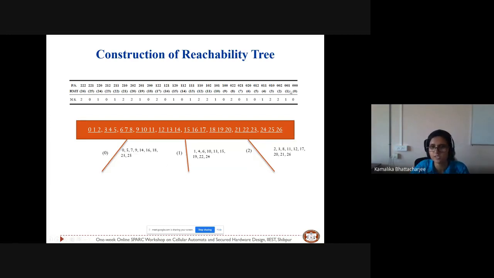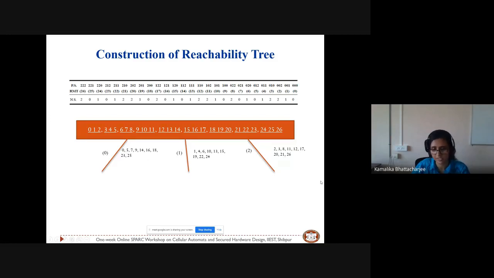For 1, you can see 0, 0, 1: RMT 1 has 1. RMT 4 has 1. RMT 6 has 1. In this way, you can just list them. For 2 also, we can list them. Now we have got the RMTs corresponding to each of the edges.